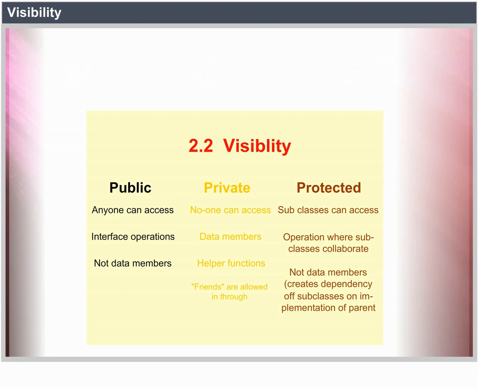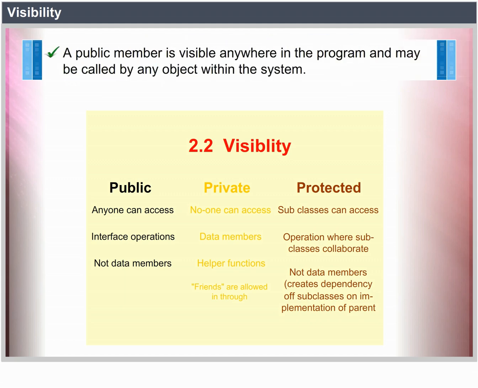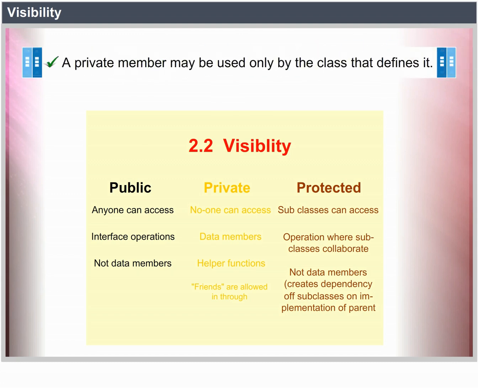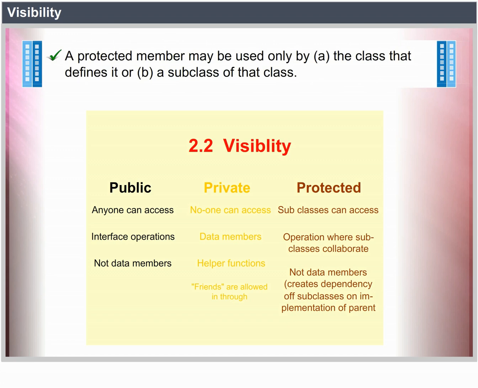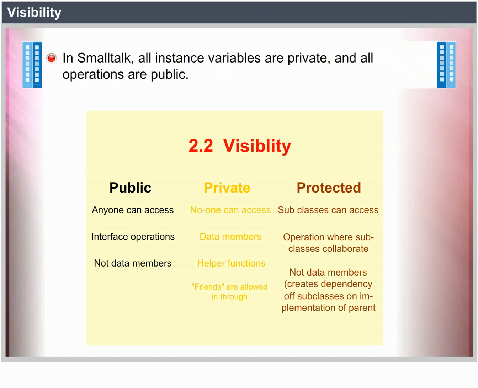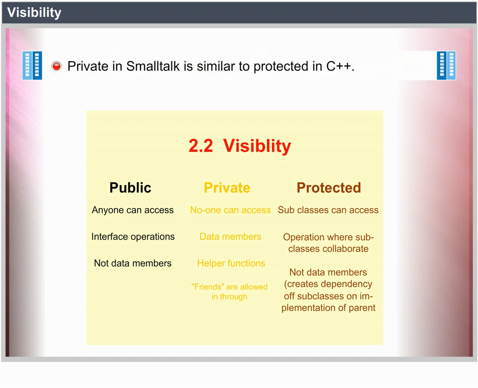In C++, a public member is visible anywhere in the program and may be called by any object within the system. A private member may be used only by the class that defines it. A protected member may be used only by the class that defines it or a subclass of that class. In Smalltalk, all instance variables are private and all operations are public. Private in Smalltalk is similar to protected in C++.